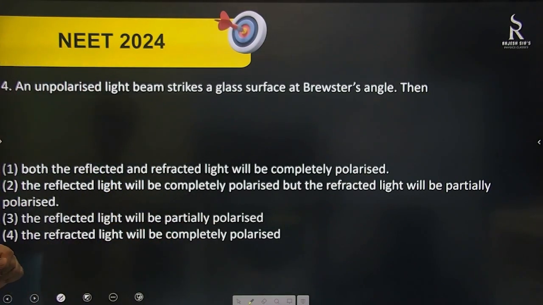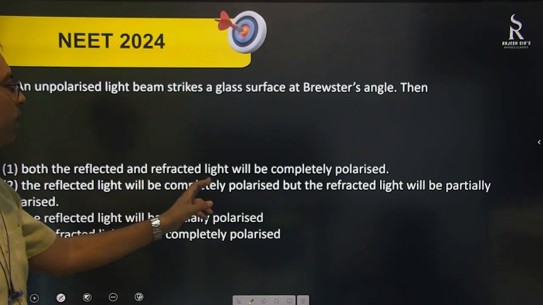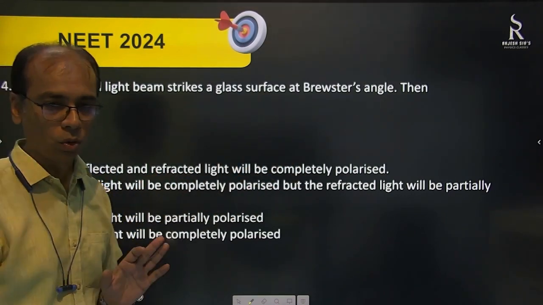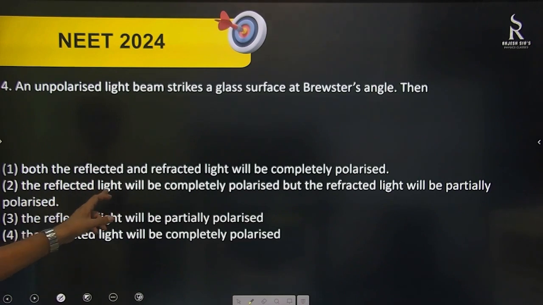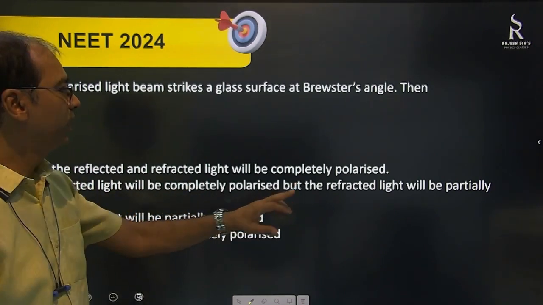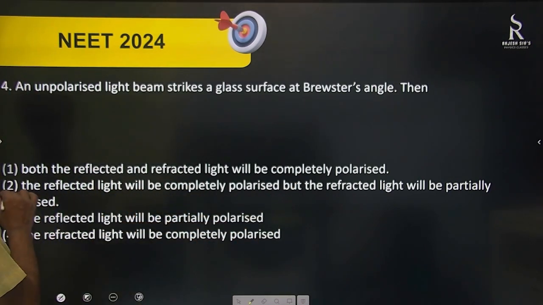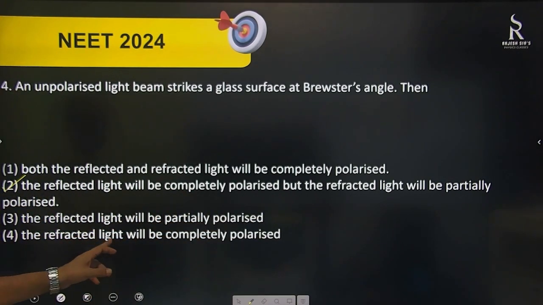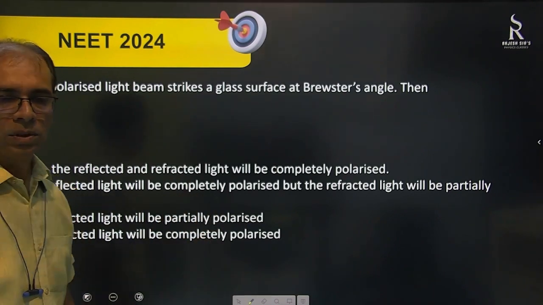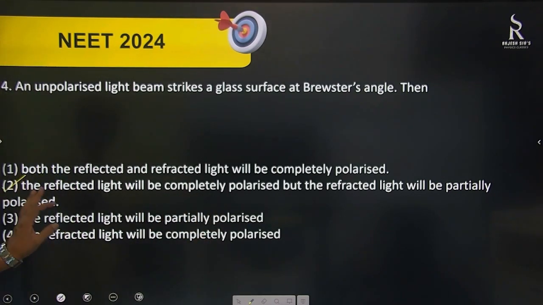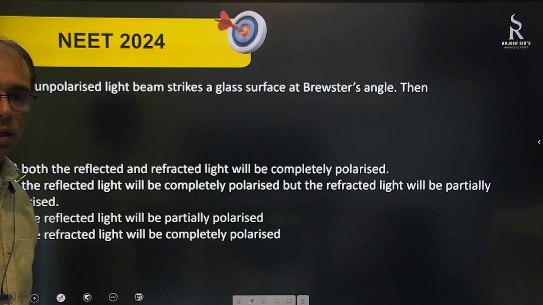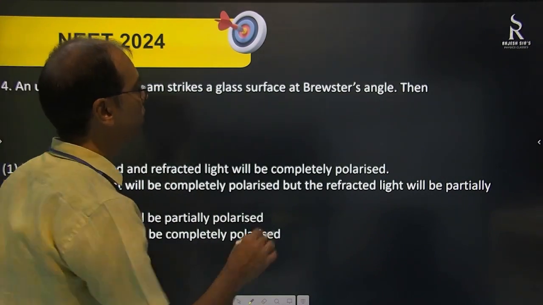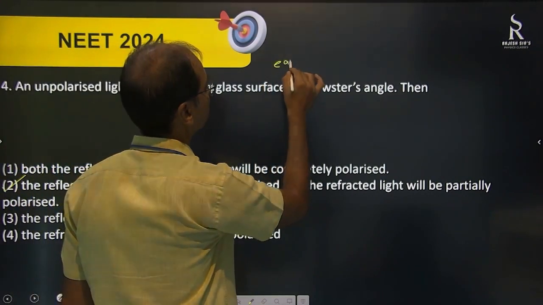Okay, let's see what the options are. Both the reflected and refracted light will be completely polarized? No. The reflected light will be completely polarized, but the refracted light will be partially polarized. Yes, that's what I told you. The reflected light will be partially polarized? No. The refracted light will be completely polarized? No. It was a conceptual question. Answer is second. Direct question, so I would put this also as an easy question.